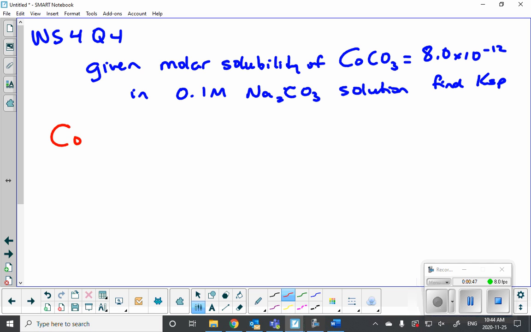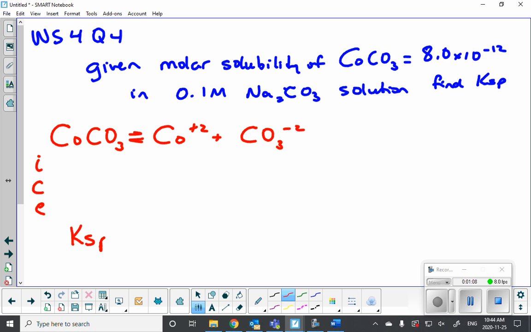So cobalt carbonate, CoCO3, breaks down to give you Co2+ ions and CO3 2- ions. So this is a 1 to 1 to 1 ratio. And because it's a common ion, we're going to create a nice chart instead of just doing a molar ratio, because I know I've got some figuring to do. I'm going to write my expression: Ksp is equal to the concentration of the Co2+ ion times the concentration of the CO3 2- ion. So that's the first salt.